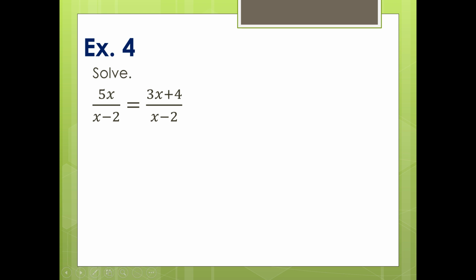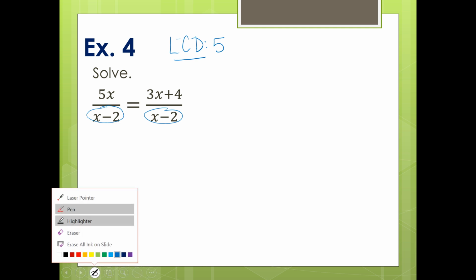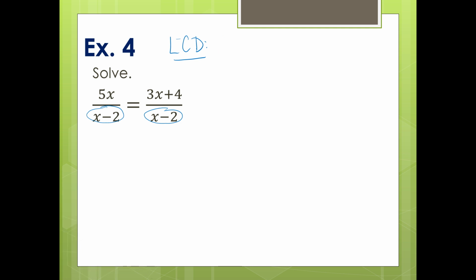Okay, so here's a problem. We have 5x over x minus 2 equals 3x over x minus 4. Now something interesting happens here. We have 2 things here that have the same denominator, okay? So that is our LCD, and I'll show you what happens because there's kind of a shortcut. Not 5, that's not correct. Sorry, I got ahead of myself. Okay, so our LCD is x minus 2.